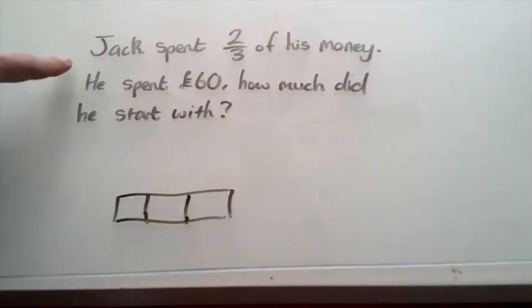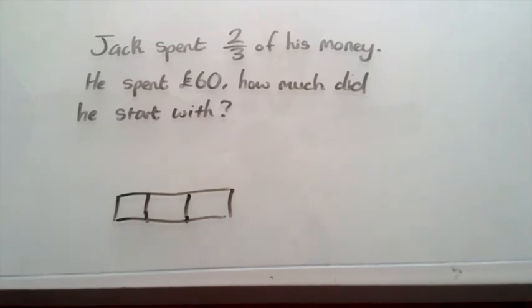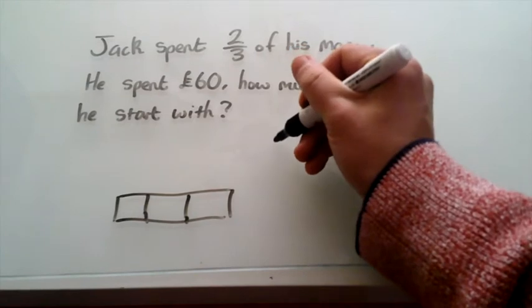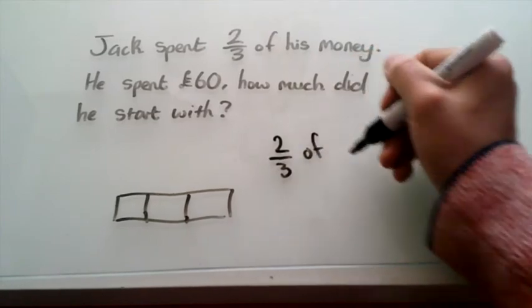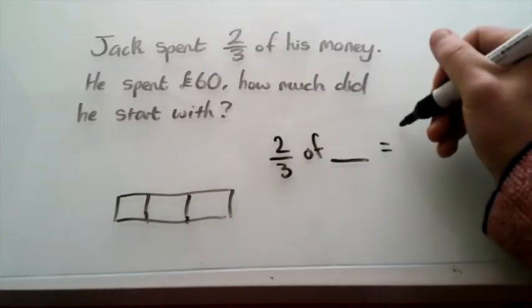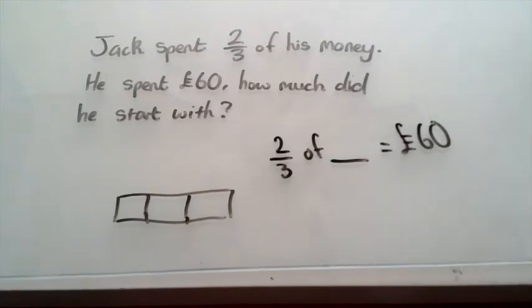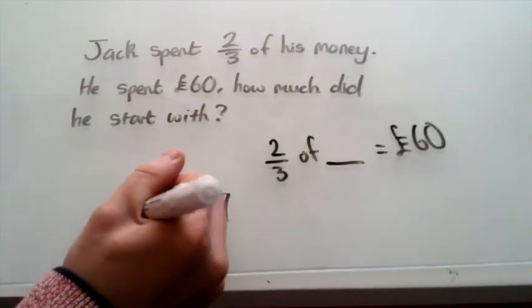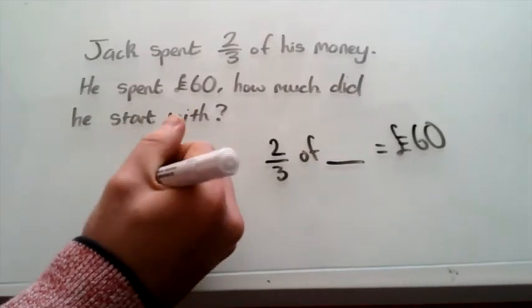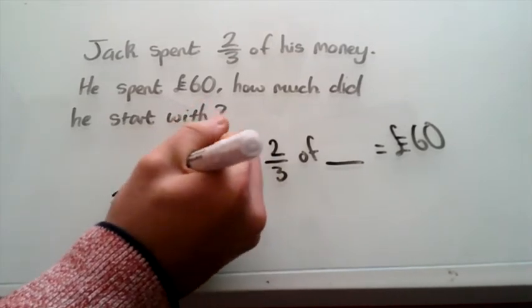Have a look at this question. We've got Jack spent 2/3 of his money. He spent £60. How much did he start with? So whereas in the other video it was find 2/3 of a full quantity, we don't know the full quantity. So in actual fact you're finding 2/3 of something equals £60. So we want to find out what that something is, because we know he has spent 2/3 and those 2/3 equals £60.